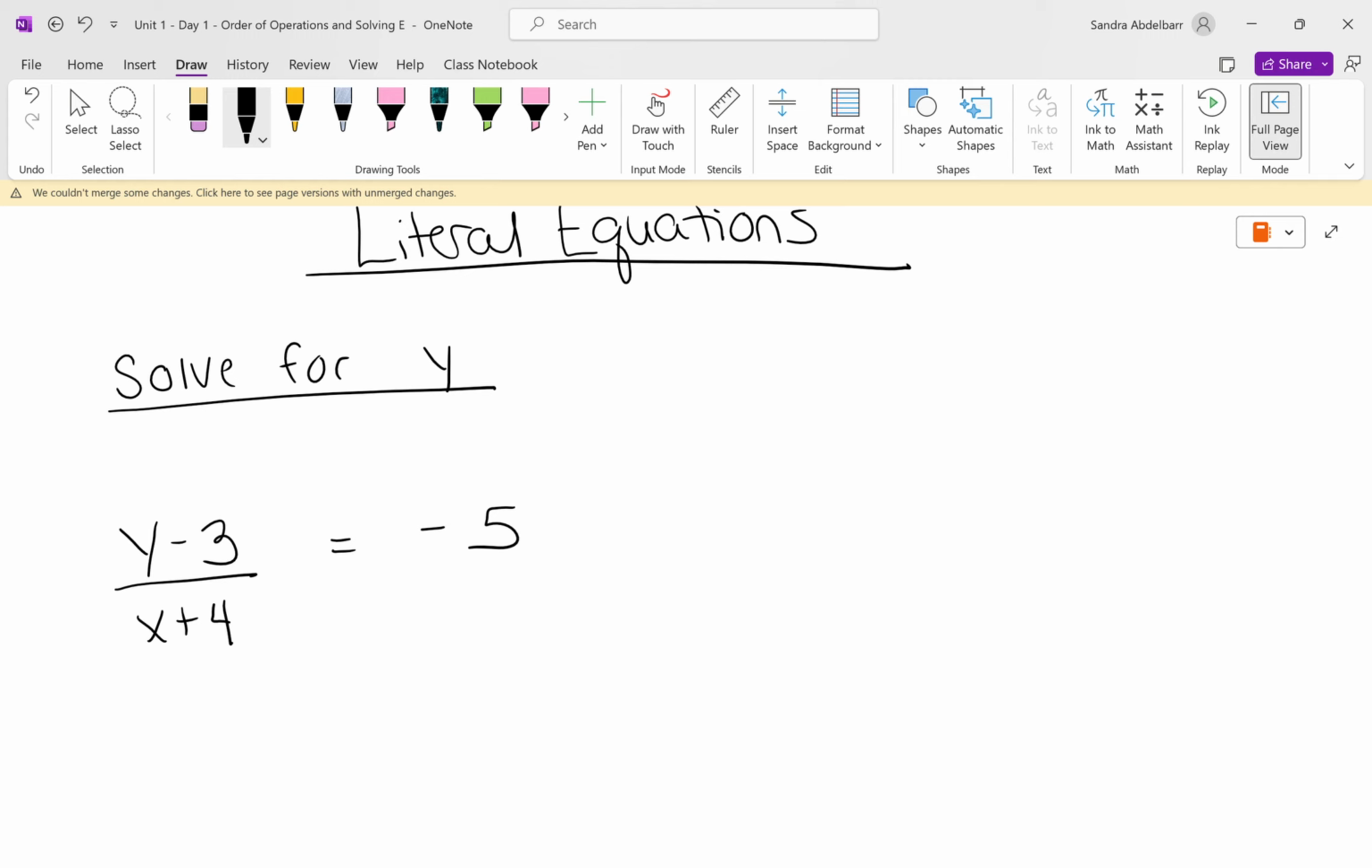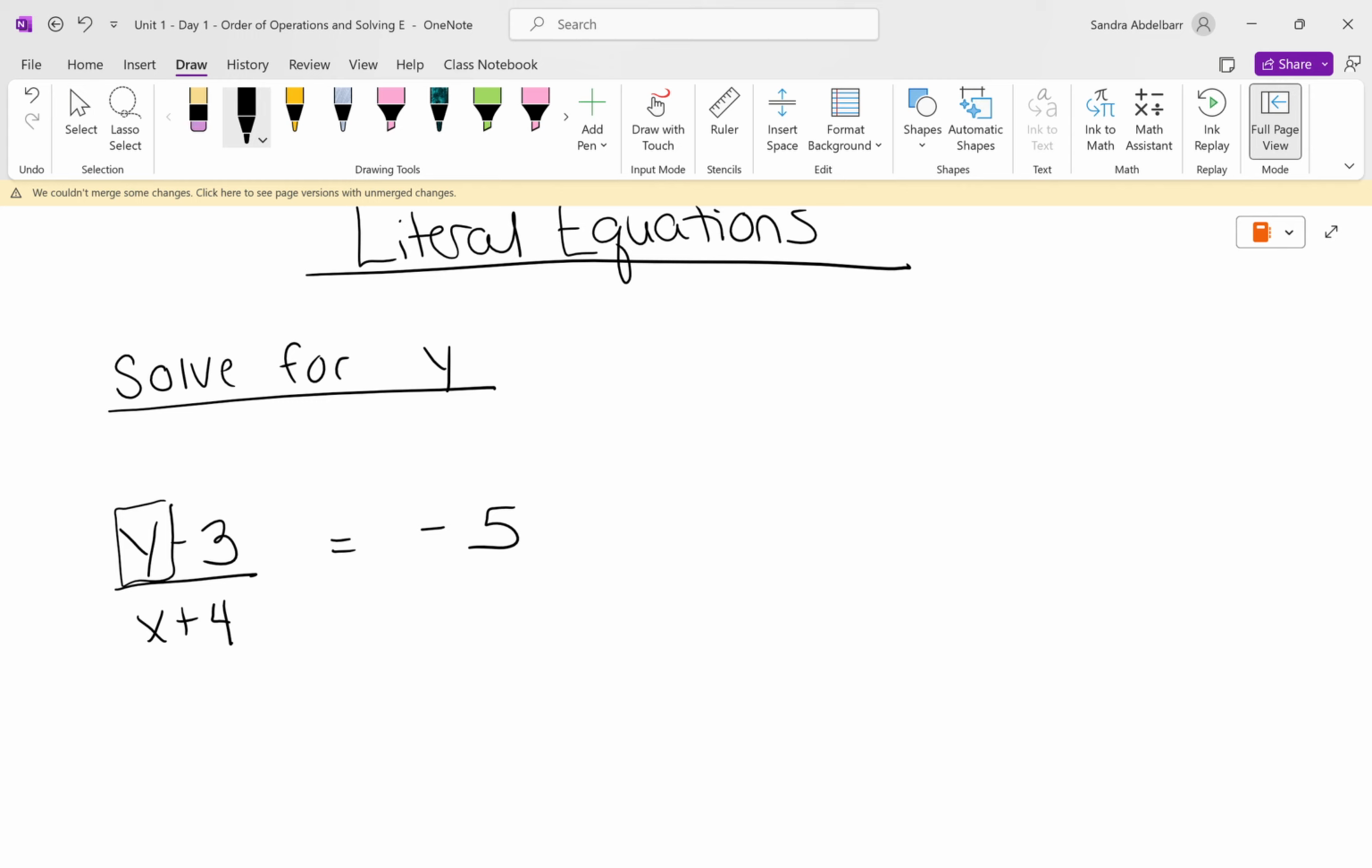All right, our goal, whatever you're solving for, that's what you need to get by itself. So when it says solve for y, that means I need to get y by itself on one side and everything else on the other side. So this fraction bar is sort of a grouping. Nothing can be done with the top of the fraction bar until I get the bottom, or the denominator, of that fraction bar away.